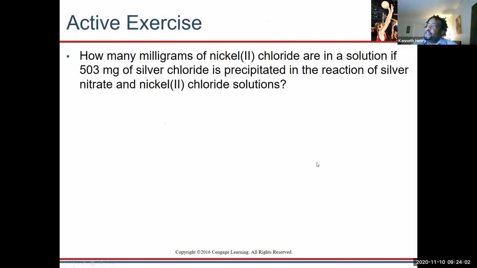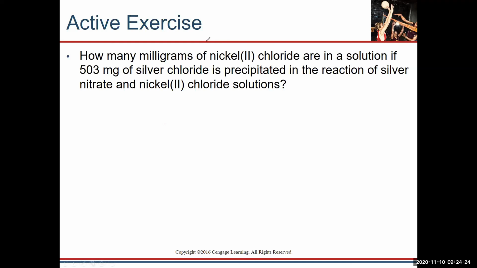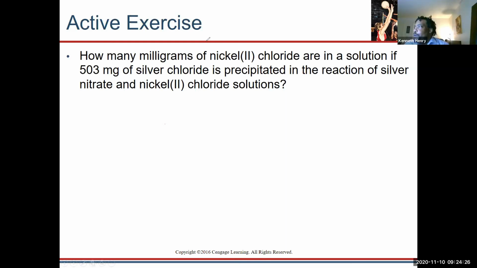How many milligrams of nickel(II) chloride are in a solution if 503 milligrams of silver chloride is precipitated in the reaction of silver nitrate and nickel(II) chloride solutions? Step 1, what are we going to do? Write out the chemical formulas.